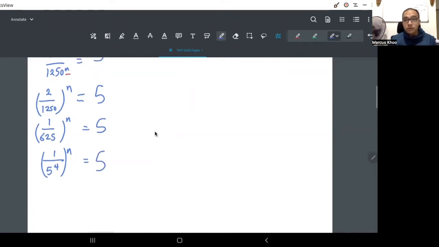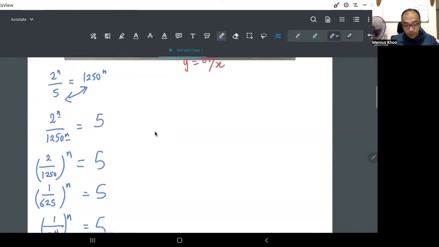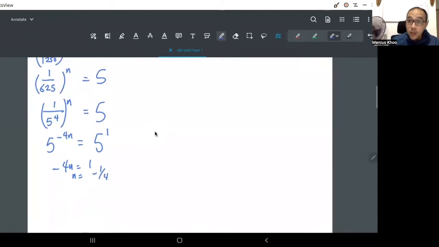Then of course from here you can manipulate it around. This will actually be 5 to the power of negative 4n equals 5 to the power of 1. So negative 4n equals 1, n equals negative 1 over 4. This is one way of doing this.